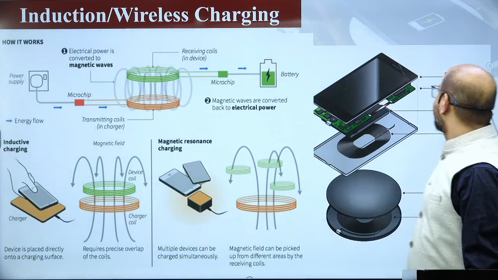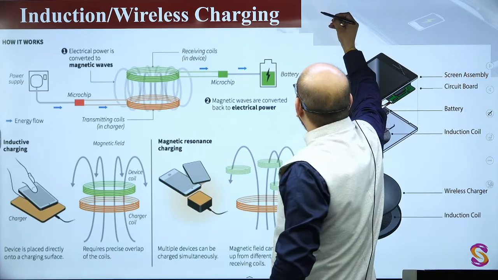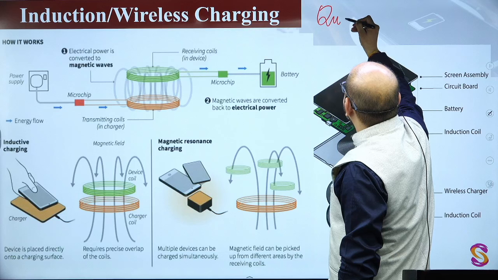Induction or wireless charging. So what is happening here? Golden quadrilateral.